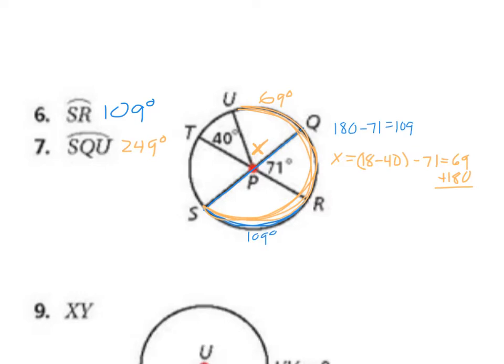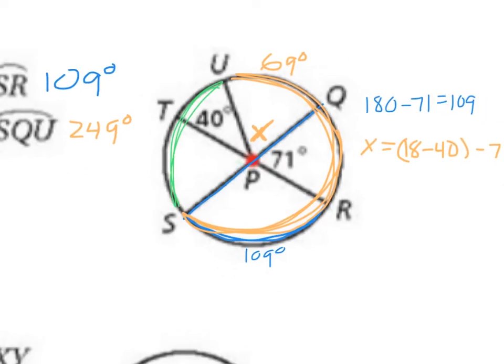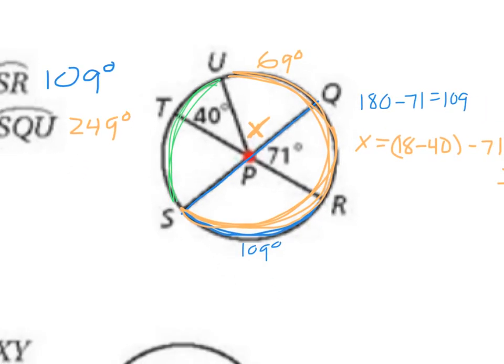Well, Miss Carver, what I did, so I added 71 plus 40 and I got 111, and I minused that from 360 and I got 249. Yep, like I said, there's more than one way to do this. So what Allie did was she found out what this arc is and then did 360 minus that, which definitely you can do that too.